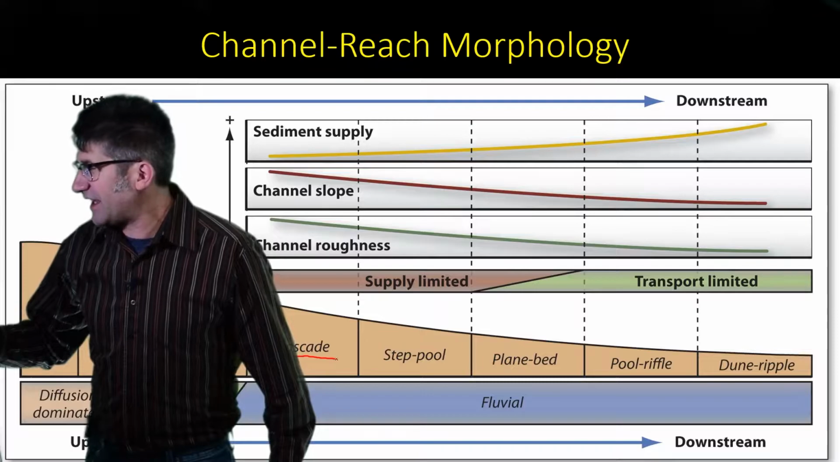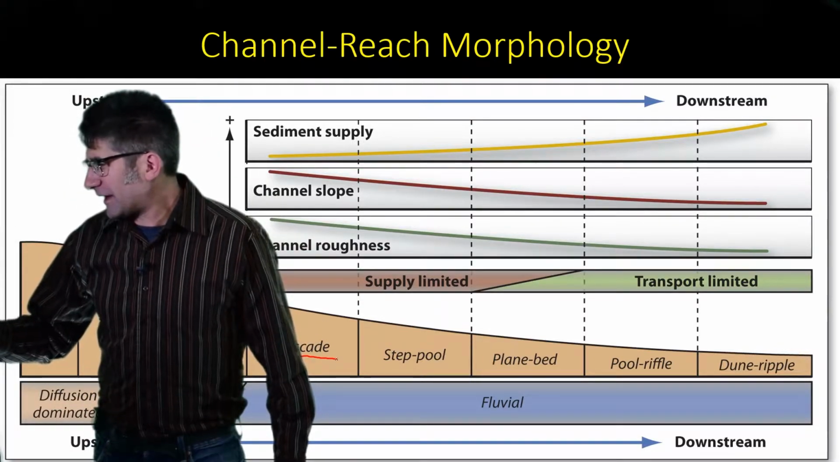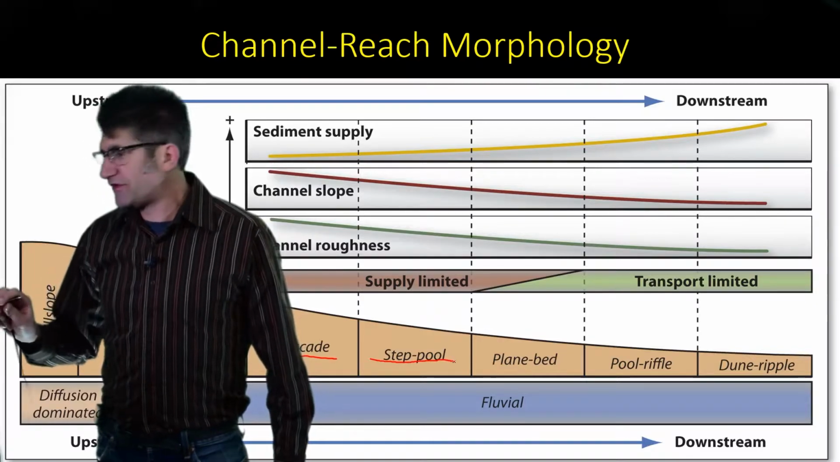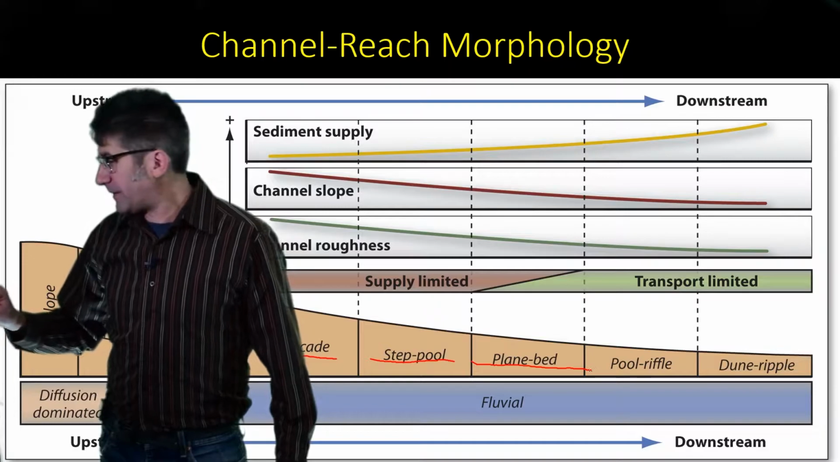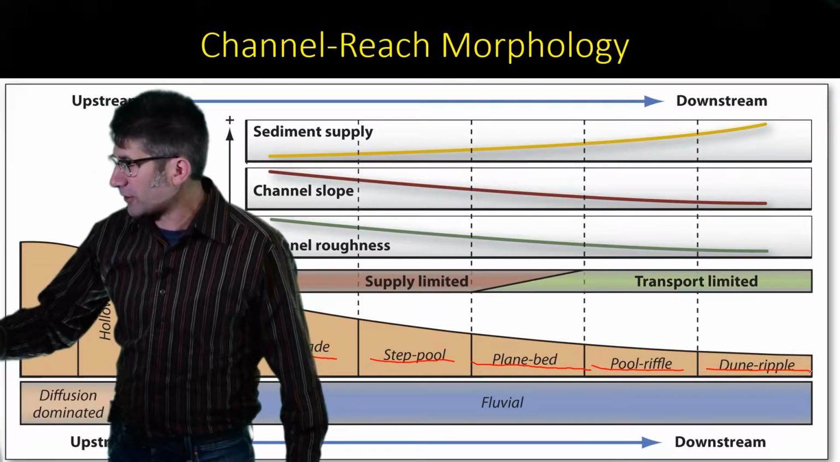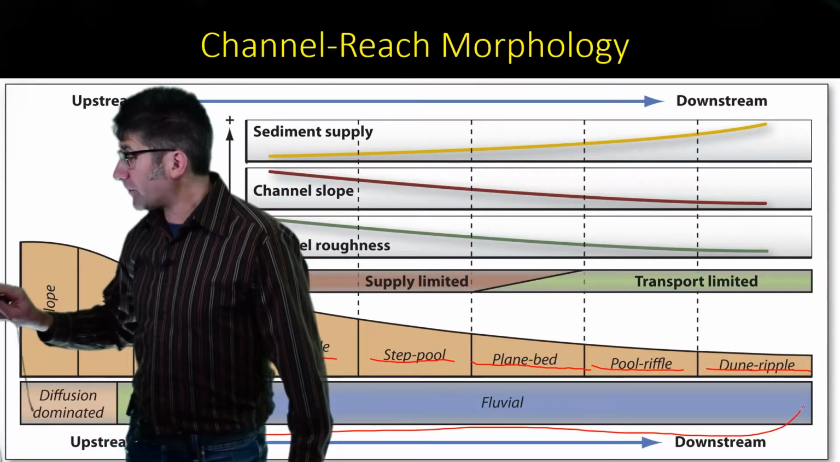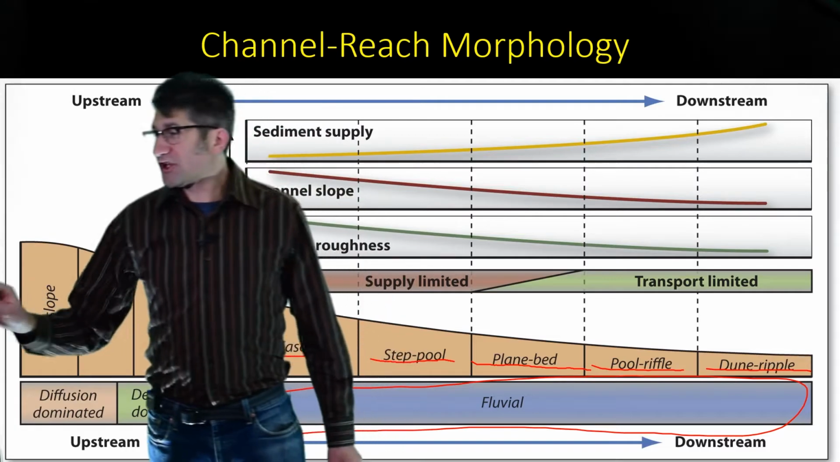A cascade is what we see at steep rivers. As we start to have less steep rivers, those will be step pools. As we move on to the flat valley floors, we'll have more plain bed, pool riffles, and finally dune ripples. So this is all part of the fluvial part of the system we're talking about here, right? This is the fluvial part, the channel morphology.